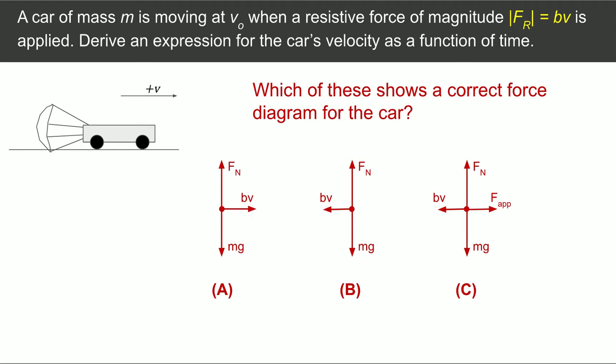So first we'll think about which of these diagrams would represent the forces. We're going to be using F equals ma, and so we need to have a good idea of the force diagram. The vertical forces don't really matter too much in this situation. It would be the normal force up and the gravitational force down. But the key thing is that bv, b times v, would need to point against the motion, so it would point to the left. And there is no discussion about an applied force. It just says the object is moving. And so B would be the correct answer, the diagram in the middle.